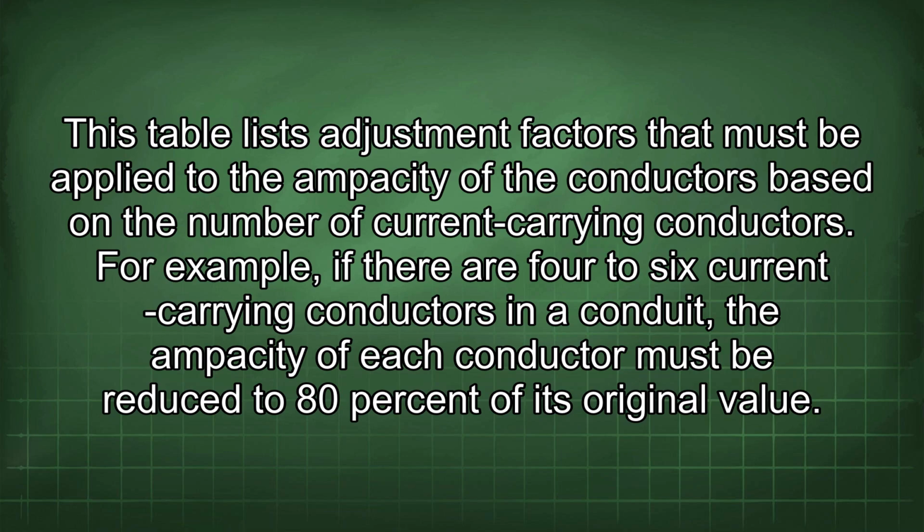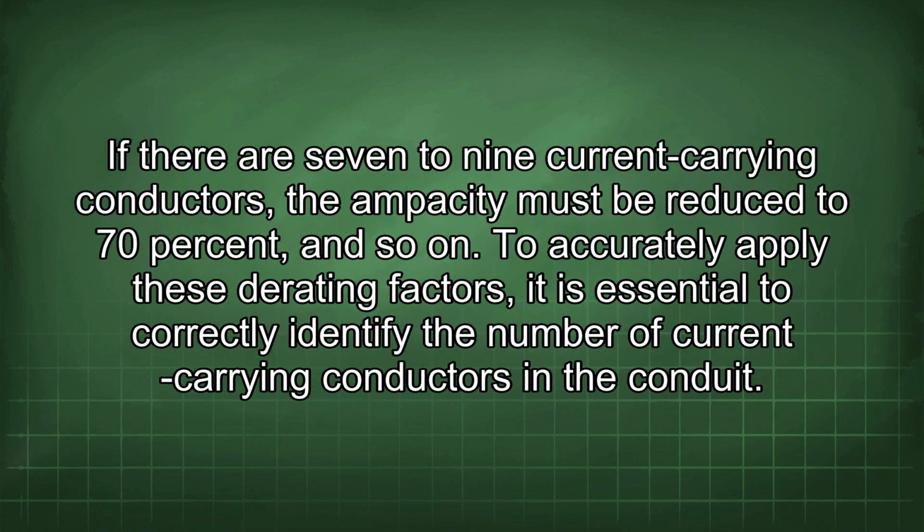For example, if there are 4 to 6 current-carrying conductors in a conduit, the ampacity of each conductor must be reduced to 80% of its original value. If there are 7 to 9 current-carrying conductors, the ampacity must be reduced to 70%, and so on. To accurately apply these derating factors, it is essential to correctly identify the number of current-carrying conductors in the conduit.